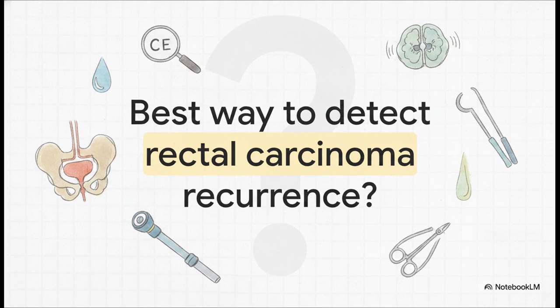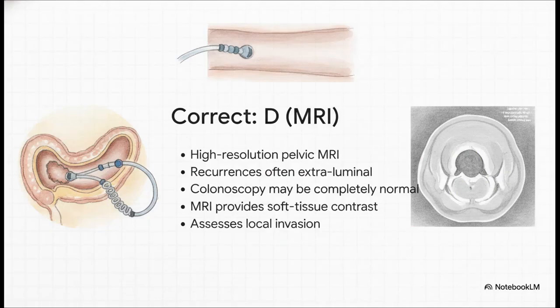Question 168. A 45-year-old male patient presents with features of bladder outlet obstruction. He had undergone resection of a rectal carcinoma 1 year back. The carcinoembryonic antigen, or CEA levels, are raised. Which investigation is best to detect recurrence? A. CT scan, B. Ultrasound, C. Colonoscopy, D. MRI, or E. PET scan? Correct answer is D.